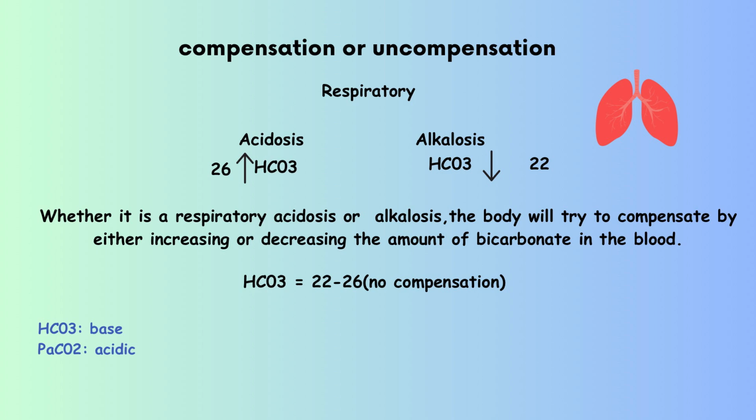The body will try to compensate by either increasing or decreasing the amount of bicarbonate in the body. This has to be out of the normal range. If it is a respiratory acidosis, the body will compensate by increasing the amount of bicarbonate to neutralize the acid. Remember, bicarbonate is a base and PaCO2 is acidic. If it is respiratory alkalosis, the body will compensate by doing the opposite, that is, decreasing the amount of bicarbonate in the blood.